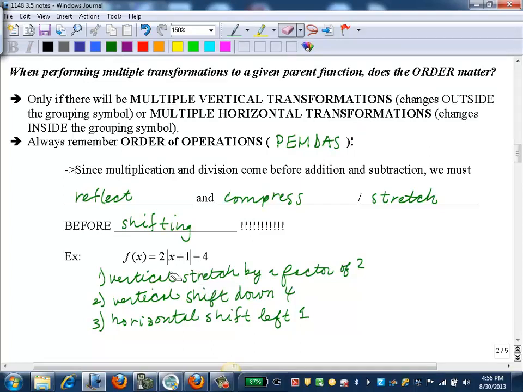When you're asked to list all the transformations that have happened in a given function, there are certain times when order matters, and it's only like in this case when we have two vertical changes. We've got a vertical stretch and a vertical shift. In that case, we have to stretch before we shift. But other than that, the order doesn't matter. We could have done the horizontal shift first, or in the middle, as long as we do the vertical stretch before the vertical shift.